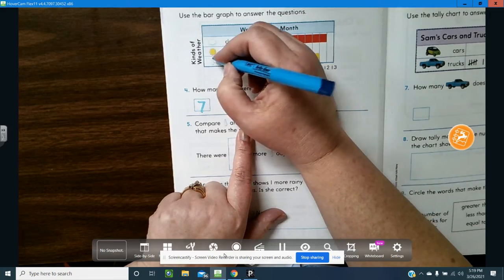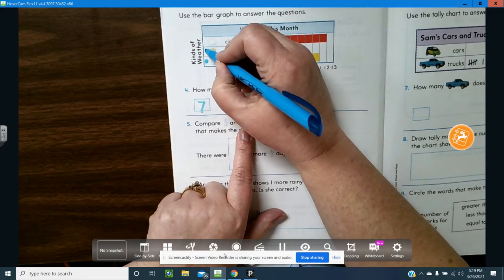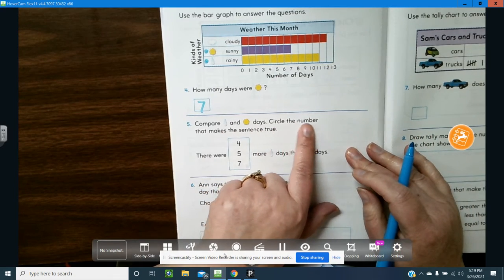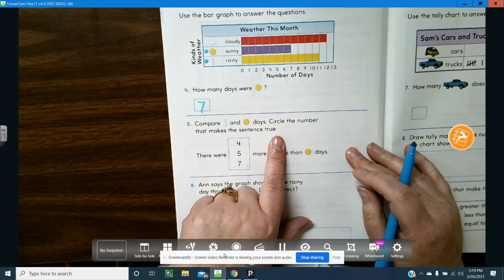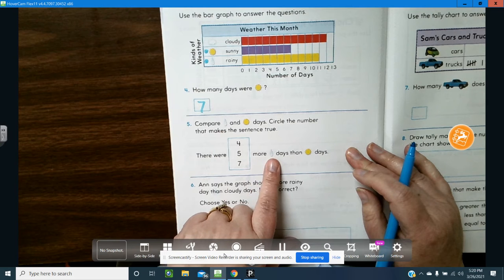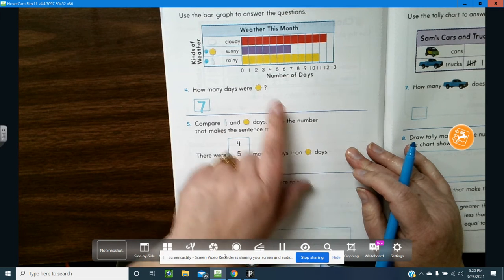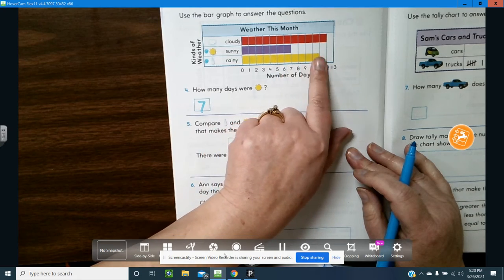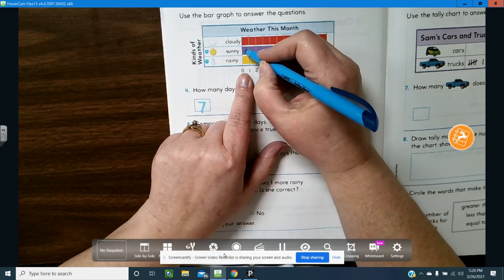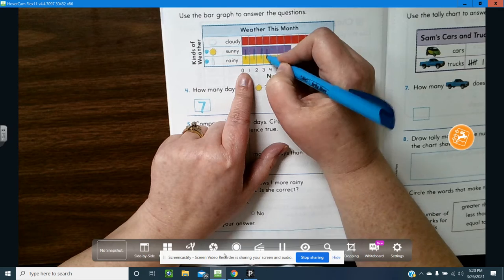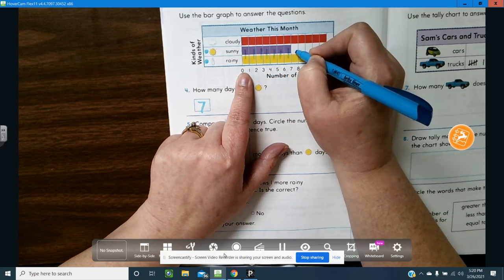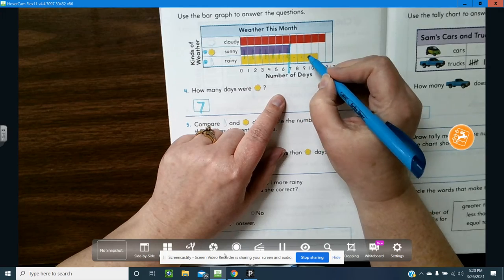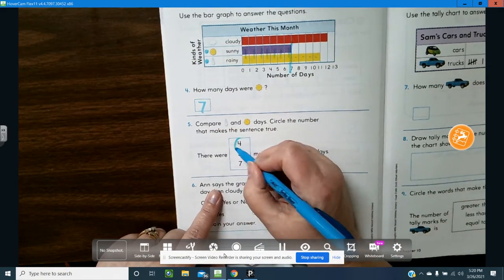Now it says compare the rainy days and the sunny days. So I'm going to mark which ones I'm looking at. The rainy days and the sunny days. I'm not going to look at the cloudy days. Circle the number that makes the sentence true. There were blank more rainy days than sunny days. So here's rainy, here's sunny. It wants to know how many more rainy days. So I'm just going to match. Match, match, match, match, match, match, match. Ooh, no match. Draw my line. How many more? 1, 2, 3, 4. So I'm going to circle the 4.